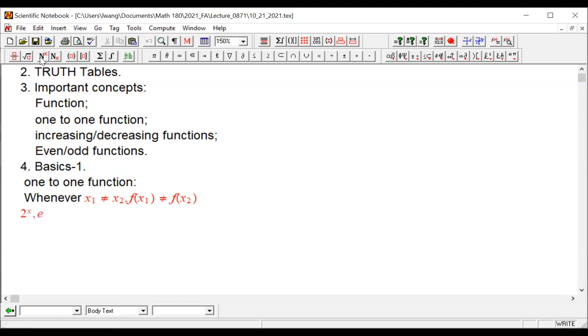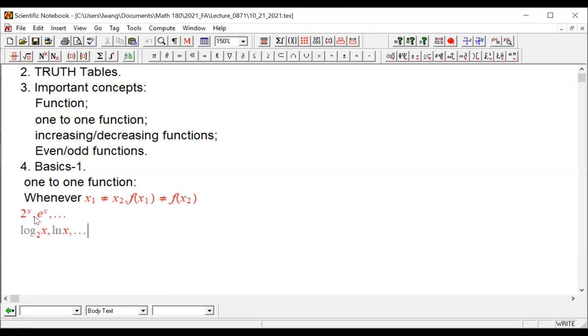E to the power x. In all of these lectures, we have been talking about one-to-one functions and so on and so forth, right? Log base 2 of x, ln x, and so on and so forth. So this is a family, and there's another family. In all of these situations, we have addressed these concepts.